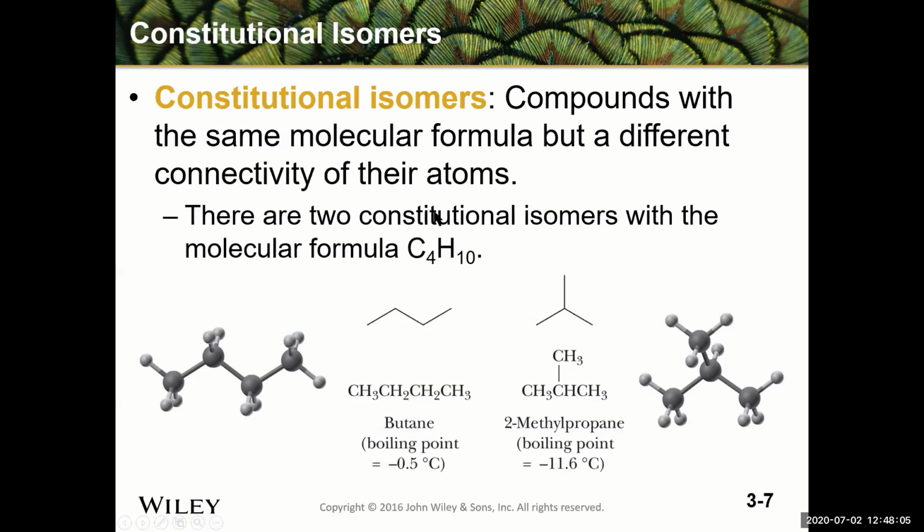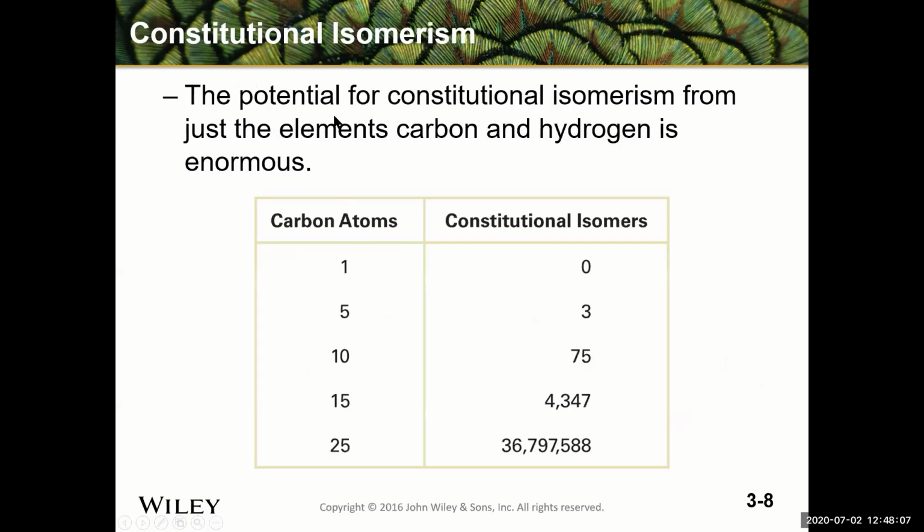Okay, so those are constitutional isomers, and it's this ability of carbon to form many different constitutional isomers that results in an enormous number of constitutional isomers as the number of carbon atoms increases.